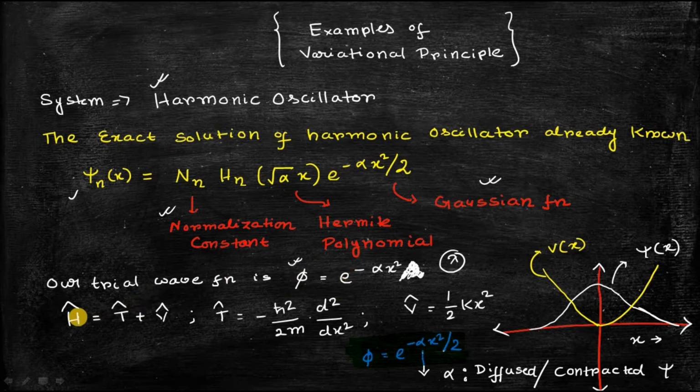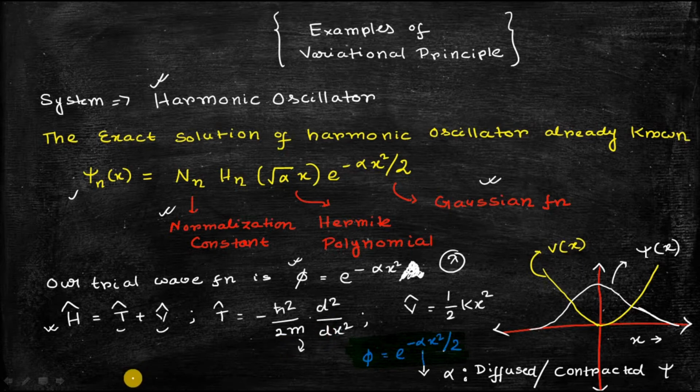Now what will be the Hamiltonian operator for this system? It is the sum of the kinetic energy operator and the potential energy operator. The kinetic energy term is equal to minus h bar squared by 2m, where m is the mass of the particle, times the second derivative with respect to x.